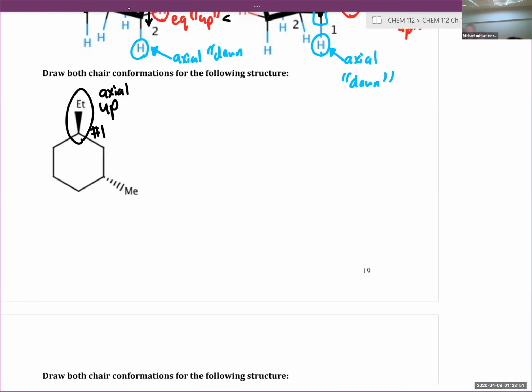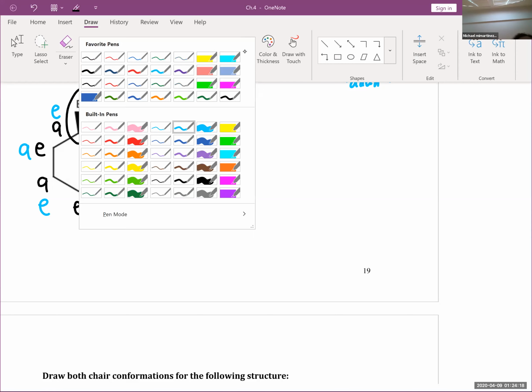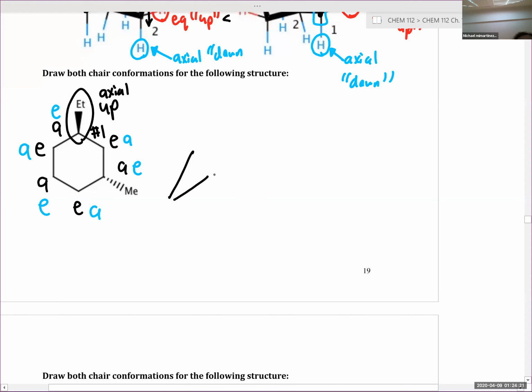I'm going to count for wedges: axial, equatorial, axial, equatorial, axial, equatorial. For dashed, I'm going to use the opposite counting convention: equatorial, axial, equatorial, axial, equatorial, axial. Now from here, I'm going to place my wedge substituent axial up in my right facing chair conformation. It's really important that you keep this consistent. Otherwise, you'll potentially be drawing an enantiomer. So this ethyl group is axial pointing up.